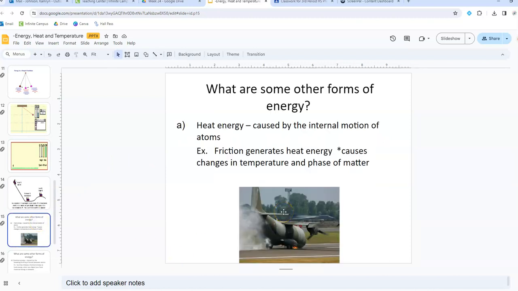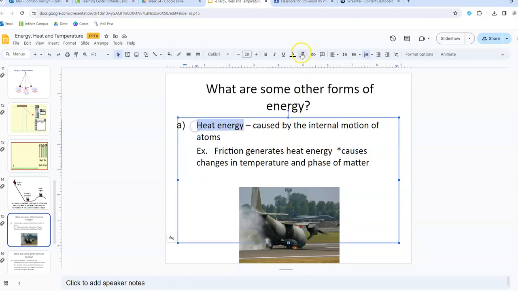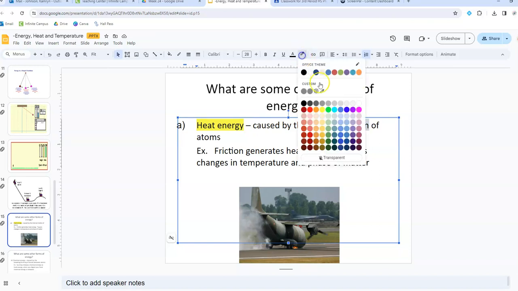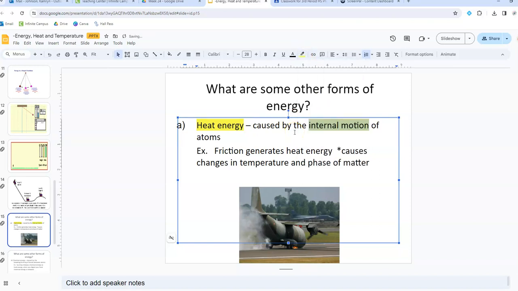Alright, so what are some other forms of energy that we are going to talk about? First one we're going to talk about is heat energy. I hope to the heavens above that everybody in this class knows what heat is. So, heat energy is caused by the internal motion of atoms. If you put your hands together and you rub them super fast, they're going to heat up. That's friction. So the internal motion, the more that something moves, the hotter it's going to get, the more heat energy it's going to have. Okay.